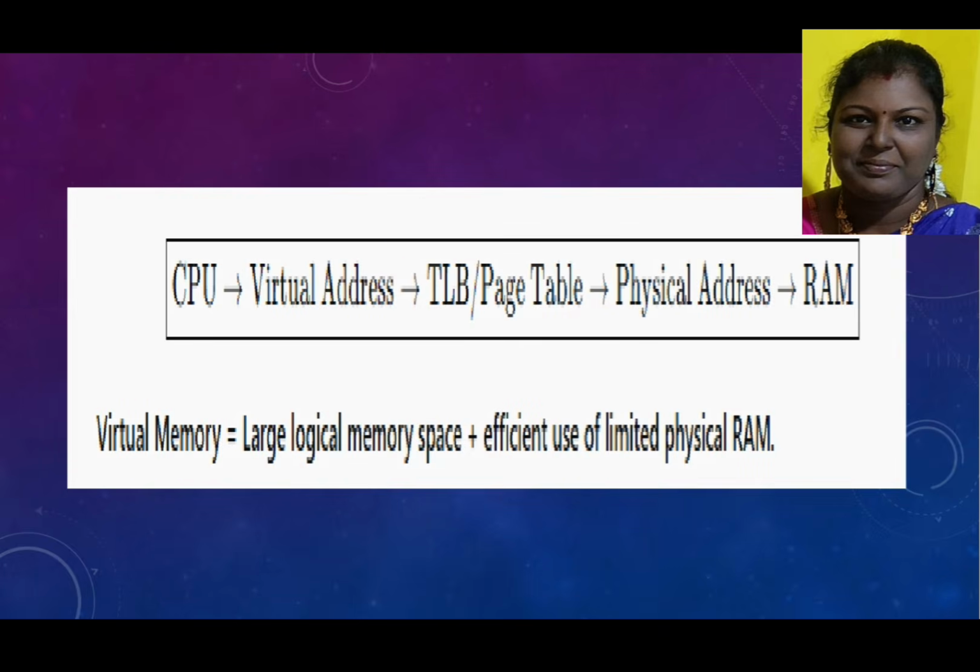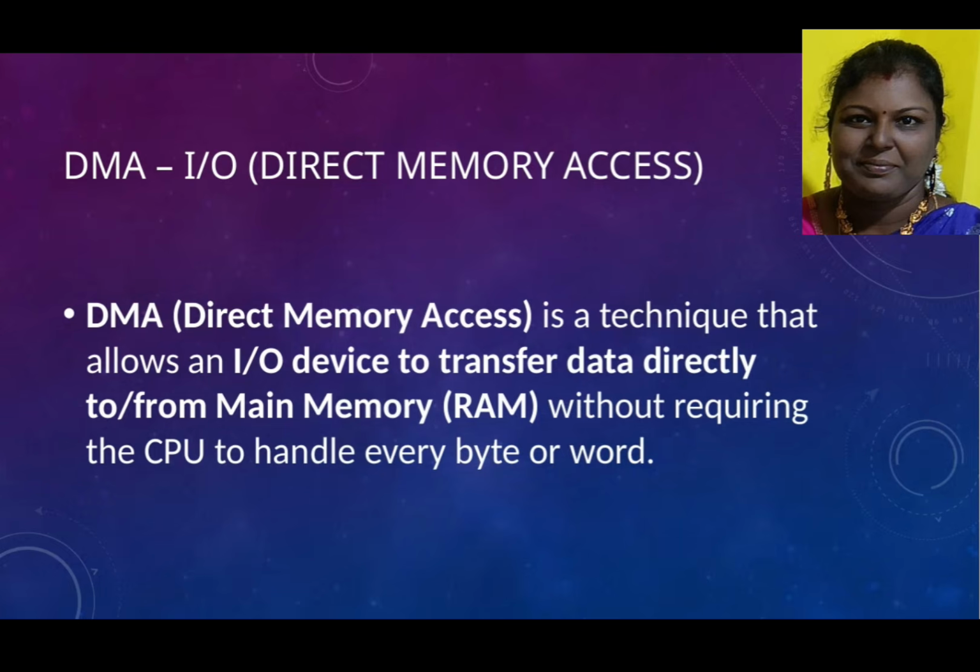Let's talk about direct memory access, or DMA. It's a clever technique that lets input-output devices send data straight to or from the main memory, the RAM, without needing the CPU to manage every single byte. This means the CPU can focus on other tasks, while data moves efficiently in the background. DMA speeds things up and reduces the CPU's workload, making the whole system run smoother. It's a key part of how modern computers handle data transfers.